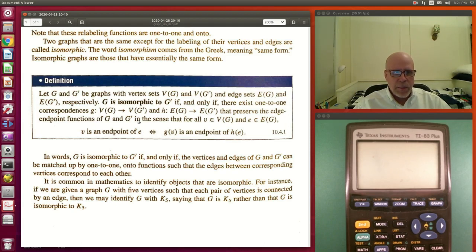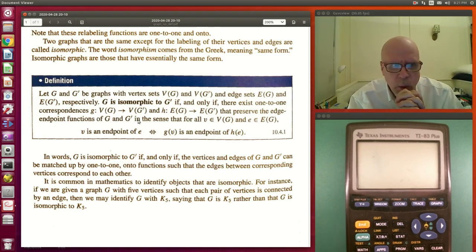Let G and G prime be graphs with vertex sets V of G and V of G prime. So that's pretty standard, right? We've got two graphs and their respective vertex sets. They also have edge sets E of G and E of G prime, respectively. You say G is isomorphic to G prime if and only if, and it's important that that's a two-way street, there exist one-to-one correspondences, little g from V of G to V of G prime, and little h from E of G to E of G prime.